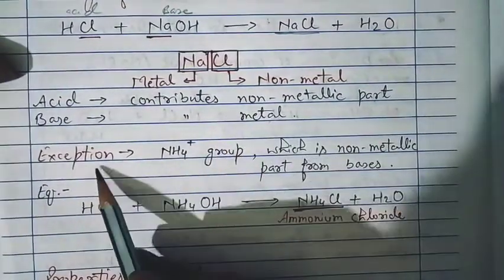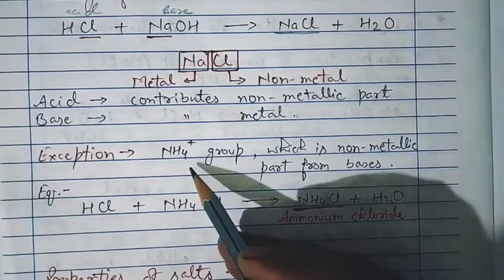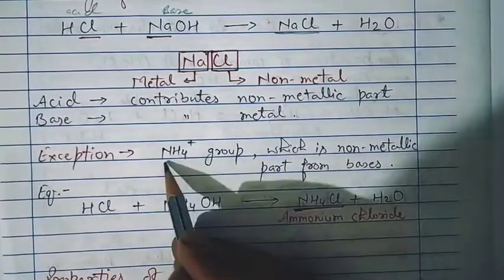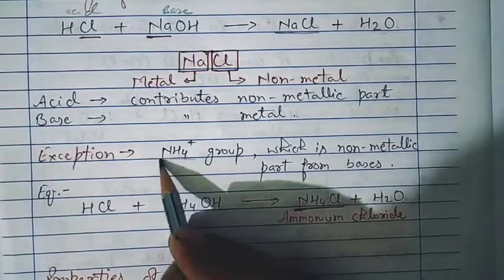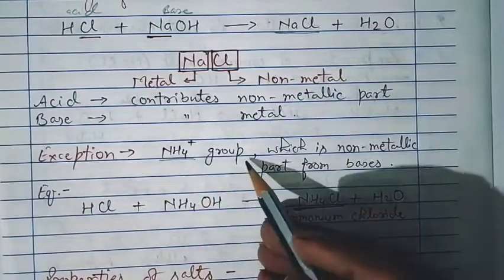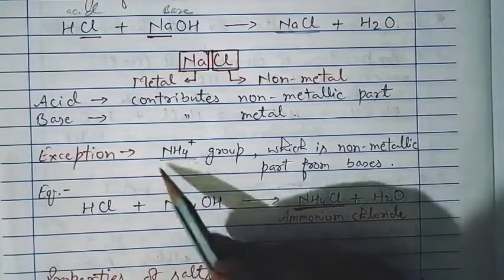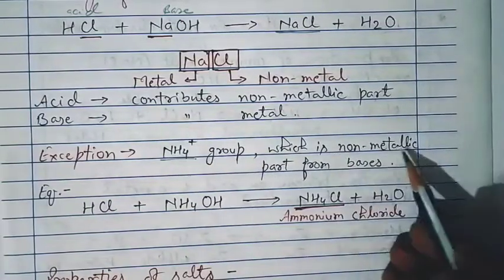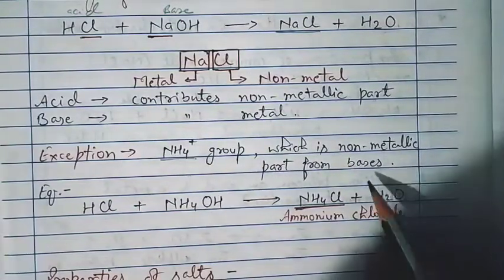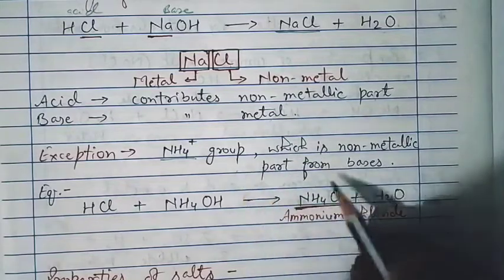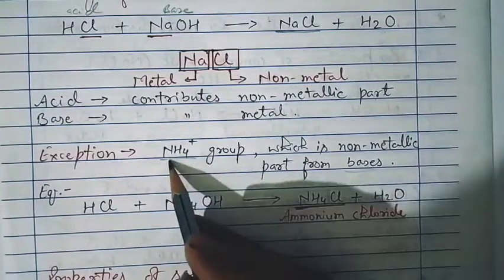Now there is an exception case also, when we are using bases in which the ammonium group is present. Ammonium group is the only group of alkalis where metal is not present; the ammonium group is itself a non-metallic part of the base. Means this is the only example where bases also give the non-metallic part.